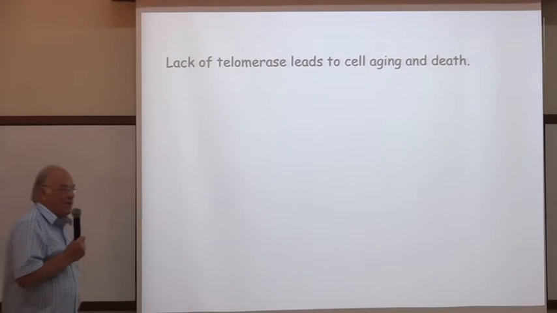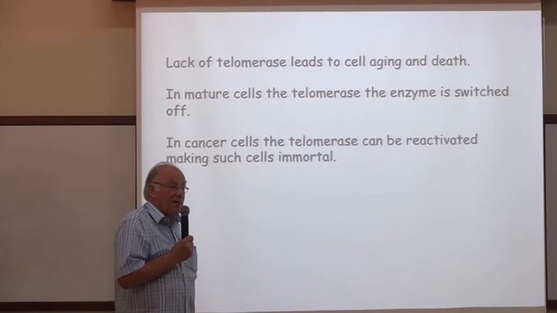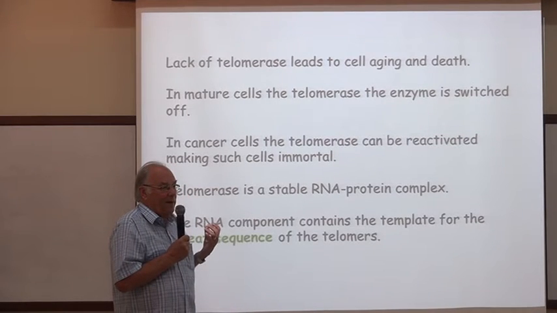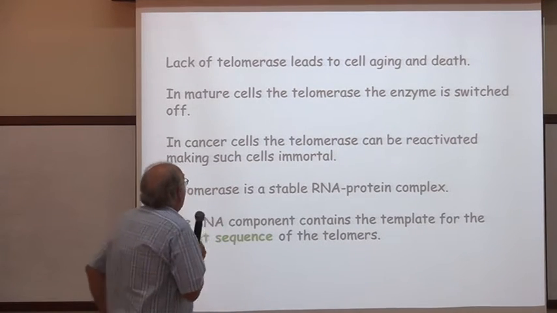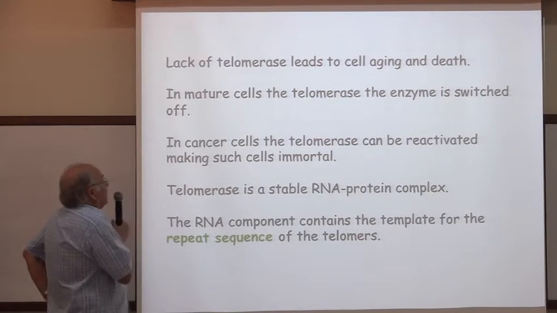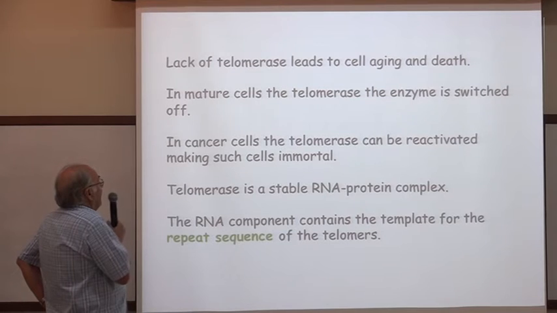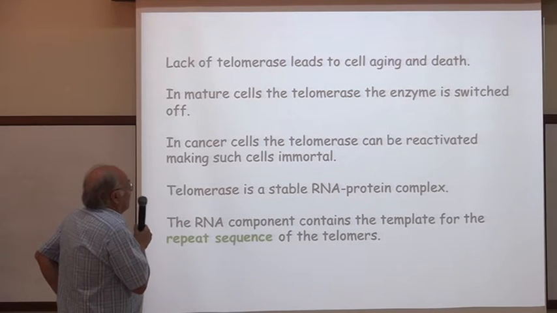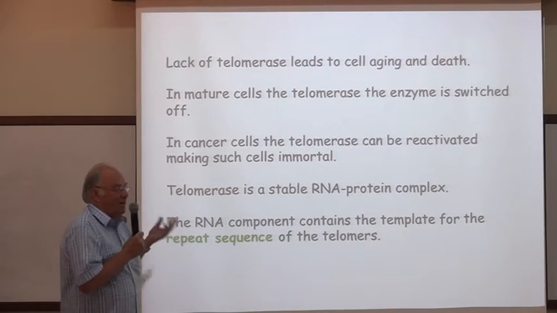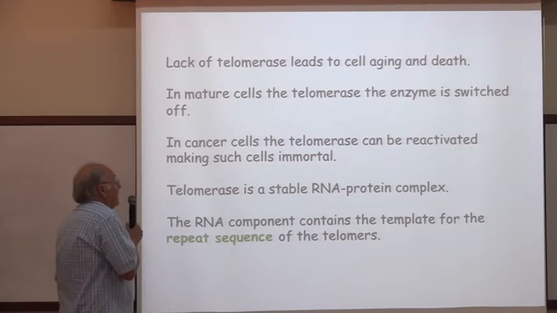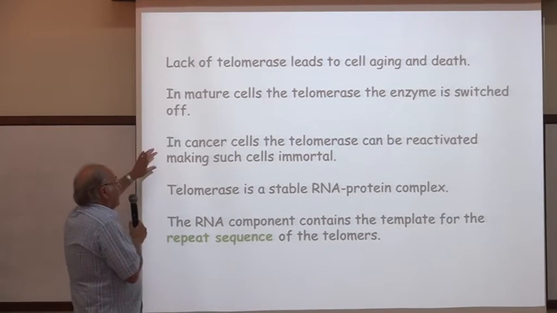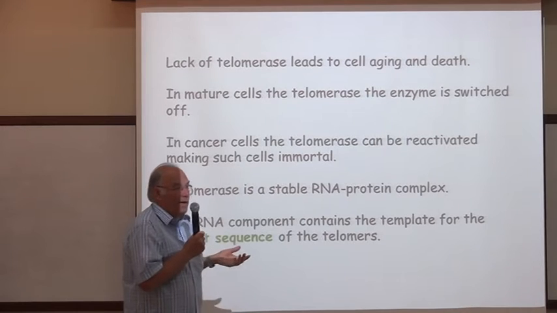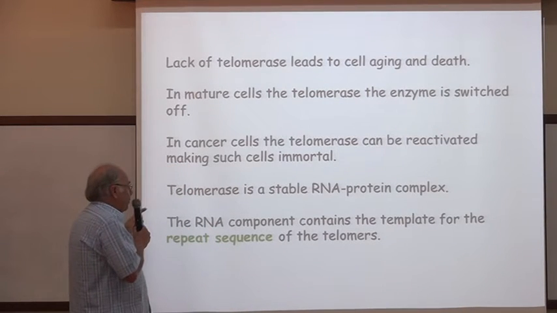So, as you may remember, there was a Nobel Prize given for just this investigation on the telomerase by a lady called Blackburn. So lack of telomerase leads to cell aging and death. In mature cells, the enzyme is switched off, because mature cells are not involved in further replication. But in cancer cells, the telomerase can be reactivated, making such cells immortal. So this is then a specific problem.